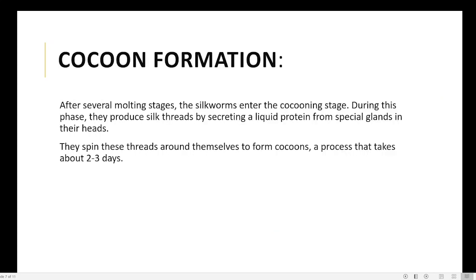Then we can see the cocoon formation. Cocoon is actually the pupa. The larva is converted into a pupa, and the pupa is covered by a capsule-like silk covering that is known by the name cocoon.